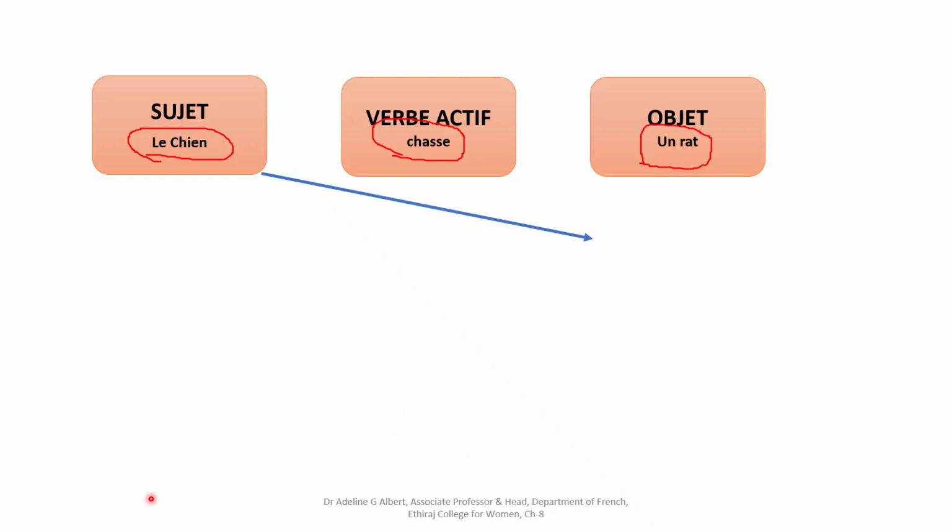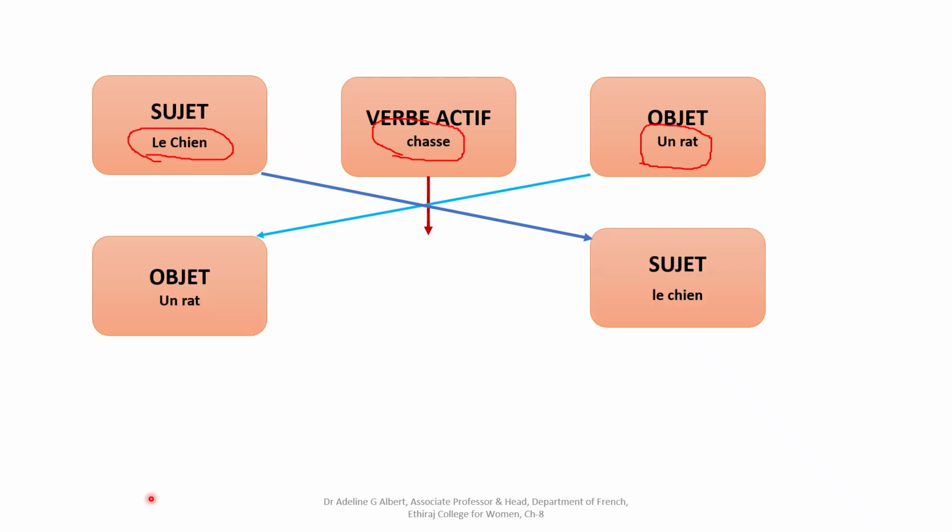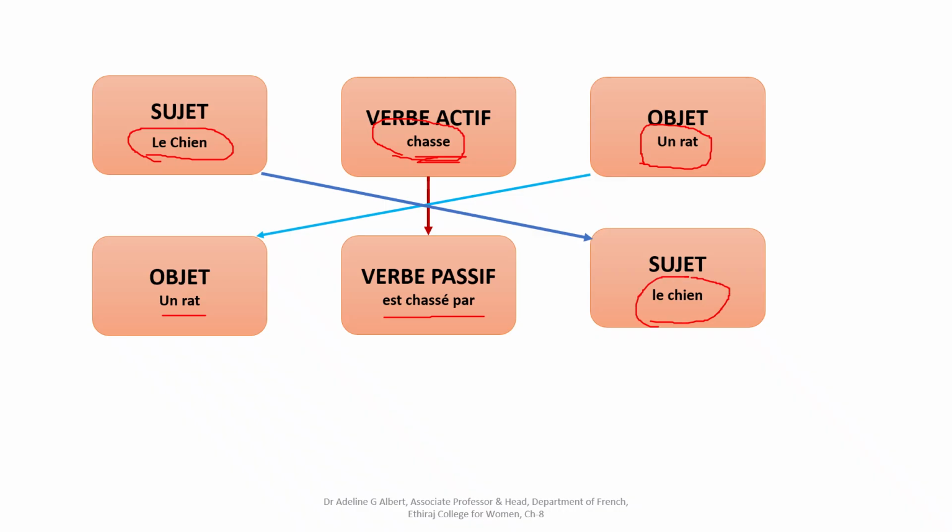So when you make it passive, the subject goes to the end, the object goes to the beginning, and the verb becomes three parts. And this is your new sentence. Un rat, the same rat over here has come down here, un rat. Instead of one word in the verb, you have three. Et chassé par, it's chased by. And then you have the subject at the end, by the dog. D'accord?